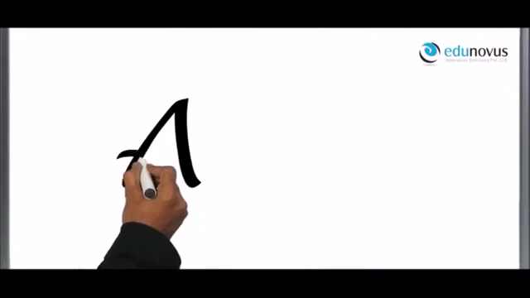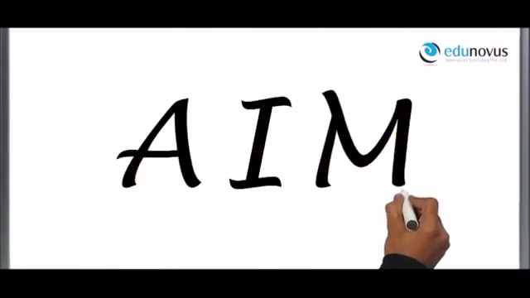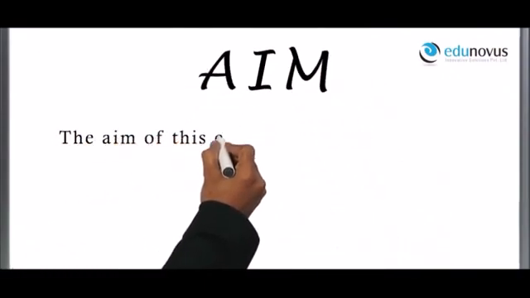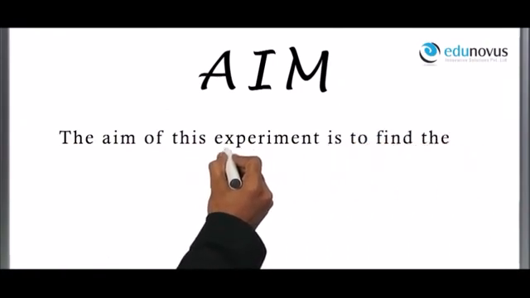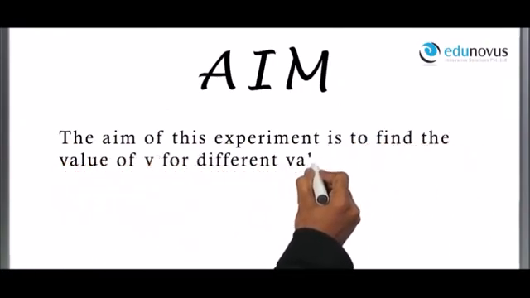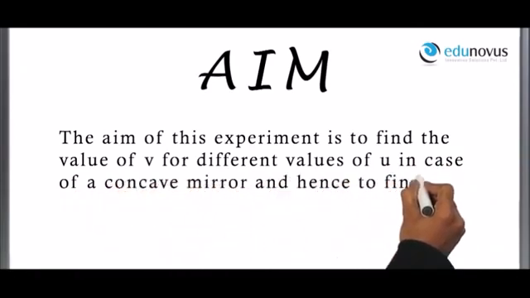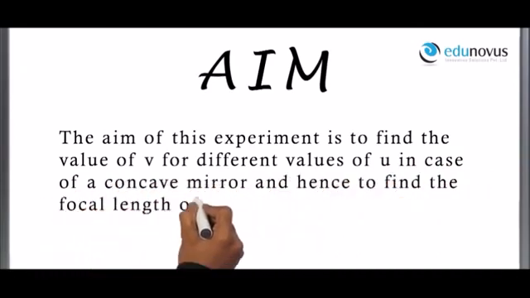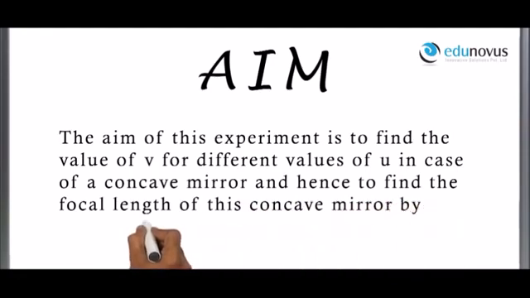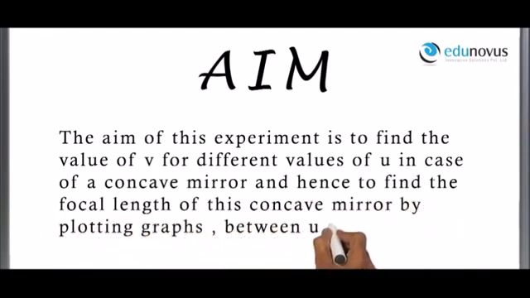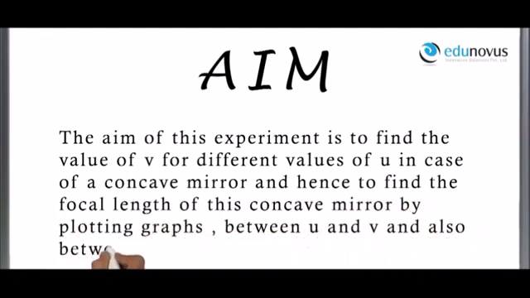Now, let us go through the aim of the experiment and the apparatus required to perform this experiment. The aim of this experiment is to find the value of v for different values of u in case of a concave mirror, and hence to find the focal length of this concave mirror by plotting graphs between u and v and also between 1 by u and 1 by v.